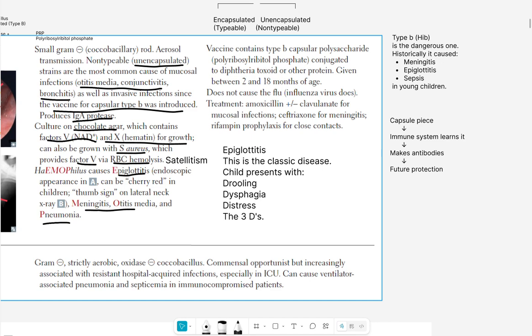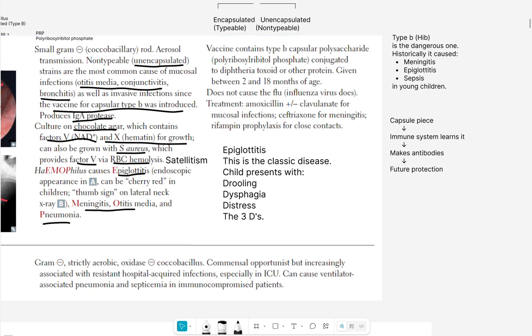So why is conjugation better? Without conjugation, there's a weak B cell response and poor memory. With conjugation, the T helper cells are activated. You get strong antibodies, memory cells, and long-term protection. The HIB vaccine is for encapsulated type B only. It's not for all H. influenzae, only for type B.